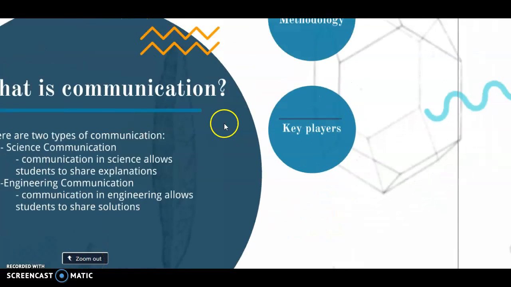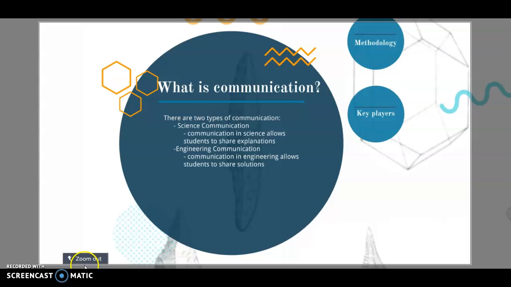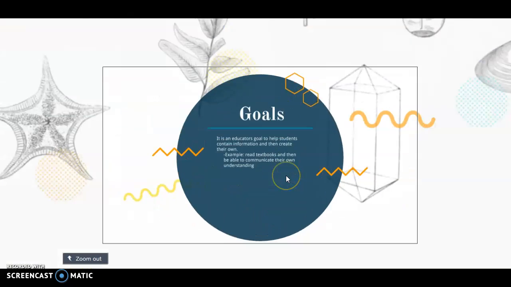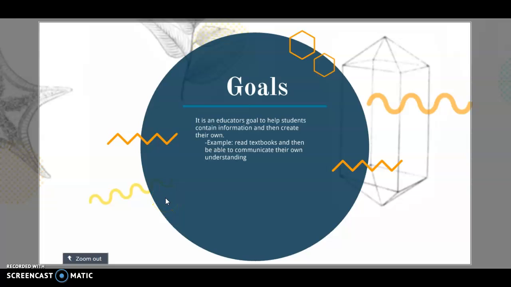So it's important that students and teachers communicate in a way that's easy to understand. Like I said, a goal is to help students take in information and then create their own. In doing that, we want them to be able to read their textbooks and communicate their own understanding, whether that's through a presentation, writing in their science notebook, etc.